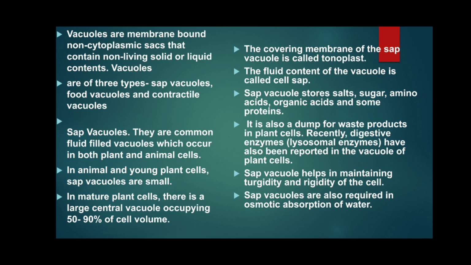Sometimes these vacuoles may store waste material. Sometimes they also store enzymes. And these vacuoles help in maintaining turgidity, flaccidity, and rigidity of the cell. And these are also required for osmotic absorption of water.